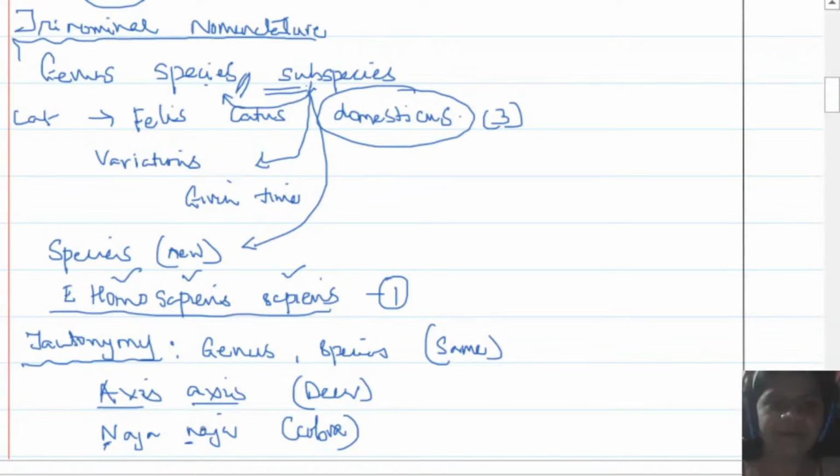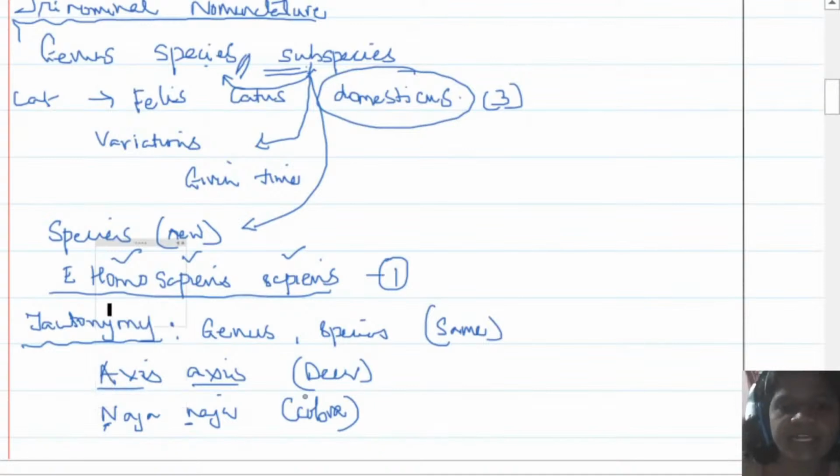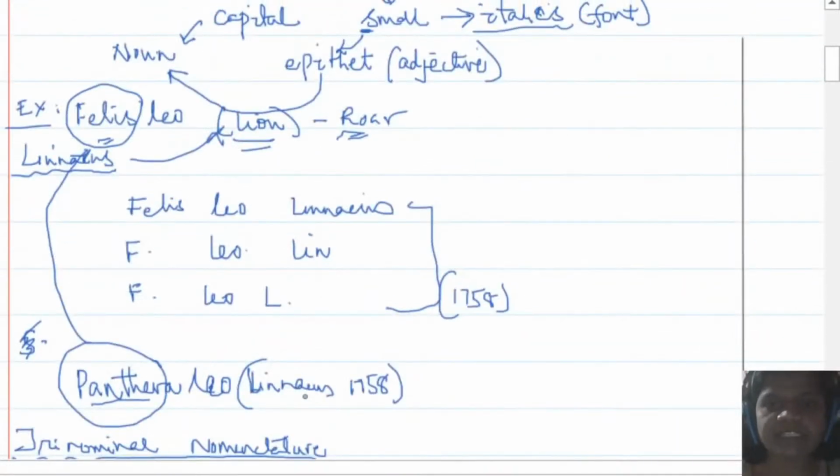Okay, so remember 3 things. Binomial nomenclature consists of 2 words, binomen, genus and species. First letter is capitalized. Second one is small letter, and the genus is the noun form of this organism, and the species is the epithet or the adjective that describes the noun. For example, the lion is called Felis leo, a long time ago. Linnaeus was the guy who coined it, and the way we write it is Felis leo Linnaeus, Felis leo Linn, or Felis leo L.